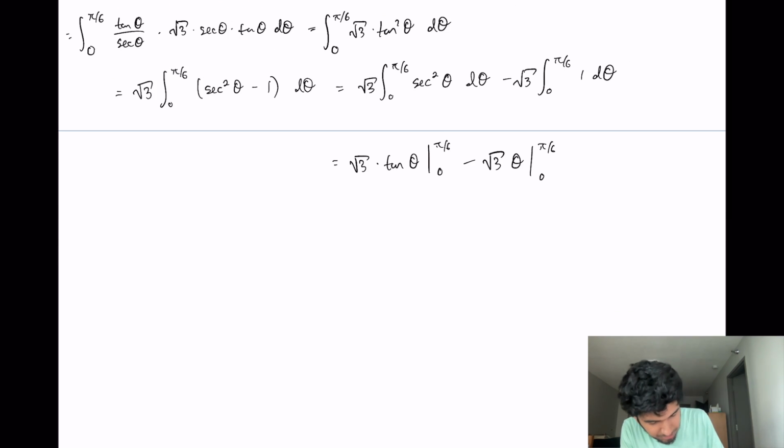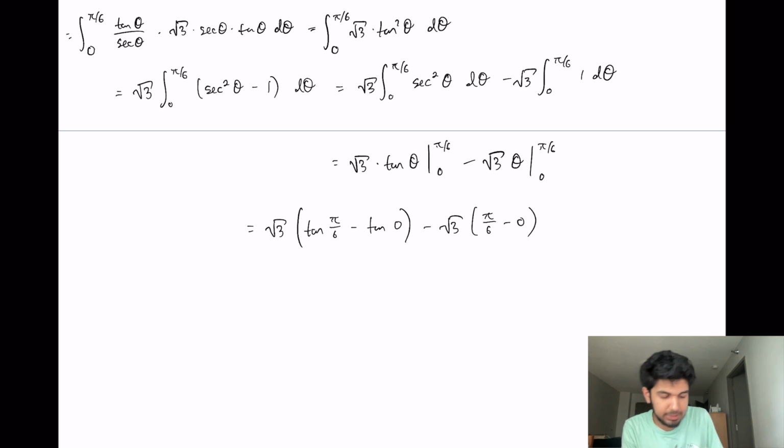Now we can use our fundamental theorem of calculus to get that this is equal to the square root of 3 times tangent of pi over 6 minus tangent of 0, minus the square root of 3 times pi over 6 minus 0. Note that we do not have to switch back into the world of x's. In the previous problem we did, because it was an indefinite integral, we had to represent our answer in terms of x, because we know for indefinite integrals it's going to return an expression, so we want the variables to match. This is a definite integral. We know the answer is going to be numeric. It's not going to have any variables in it.